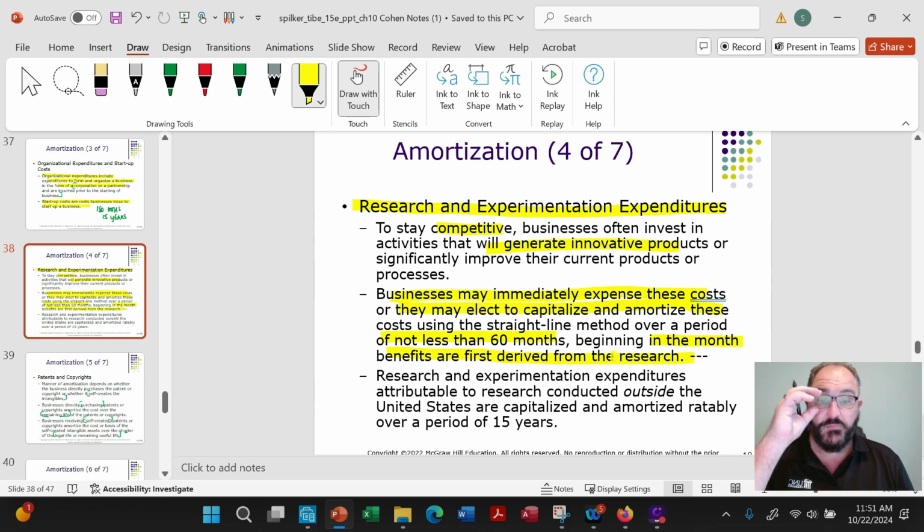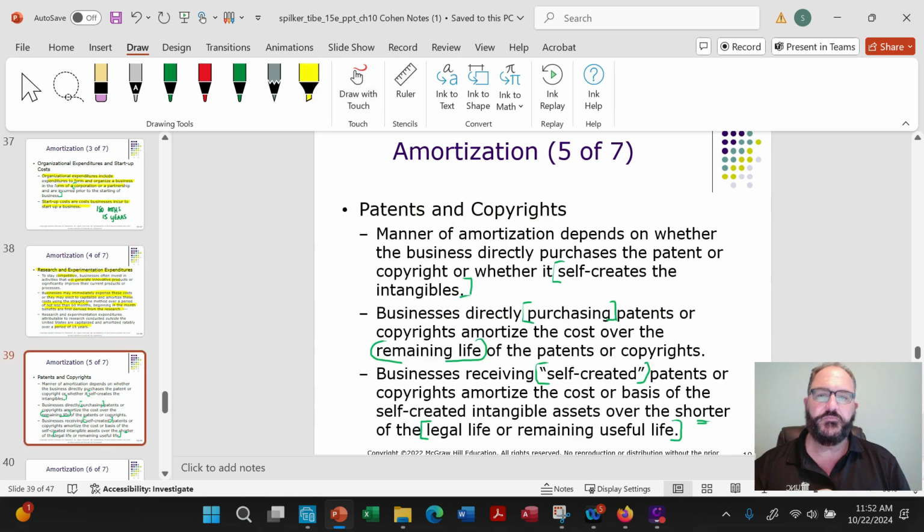So basically the bottom line is here, they can either immediately expense them, or they could do it for a period of not less than 60 months, beginning in the month they can recognize some benefits from the research. By the way, if it's outside the United States, it's 15 years. So obviously they're trying to convince people to do it here in the United States.